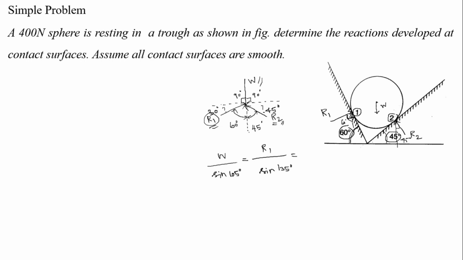Now I want to take R2. R2 divided by sine of the included angle between W and R1. What is the value? 90 plus 30, which is equal to 120 degree, right. Now W, we know, is 400 Newton. So 400 divided by sine 105. Sine 105, we know the value, is equal to 0.965.